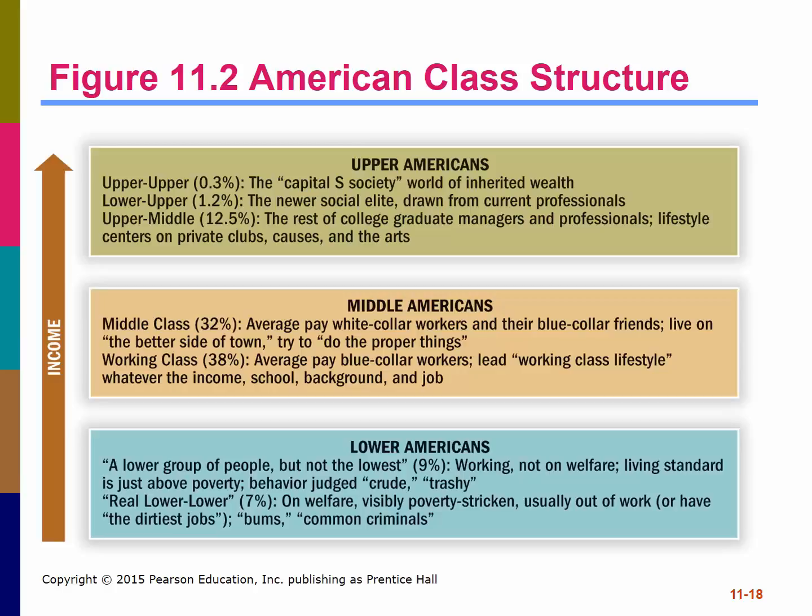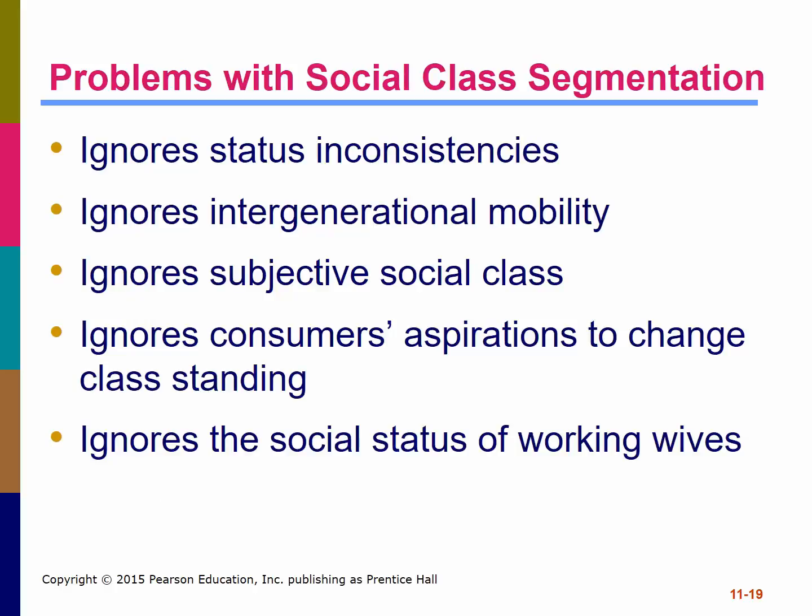This figure provides a view of the current American status structure. Every society has some type of hierarchical class structure that determines people's access to products and services. Social class remains an important way to categorize consumers. However, marketers fail to use social class information as effectively as they could because of the reasons above.